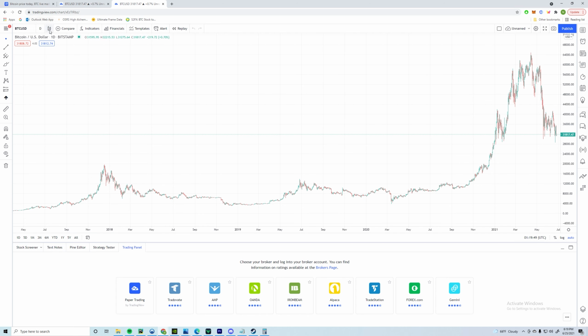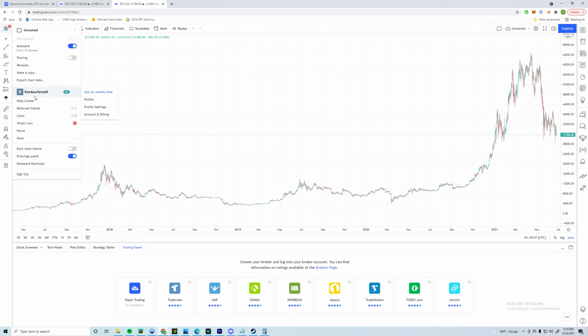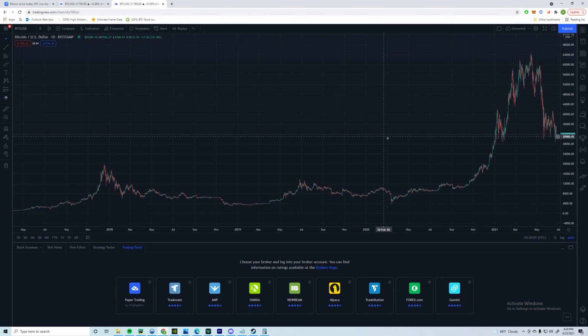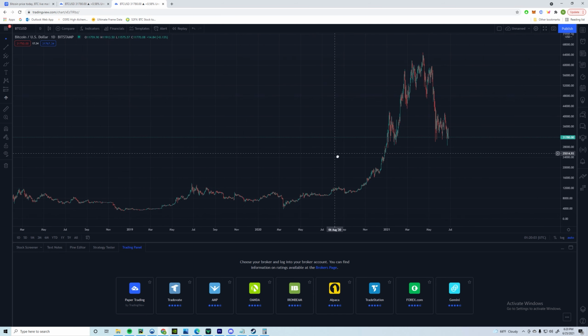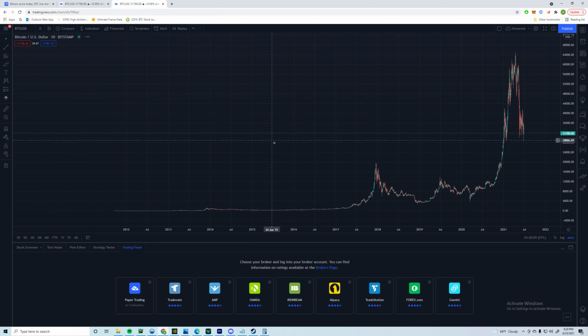If your graph doesn't look like this, you're going to want to go up here and then click candles so that you have candles like this. And you might also want to go to dark color theme. I prefer the dark color theme. And this will be our graph of Bitcoin.